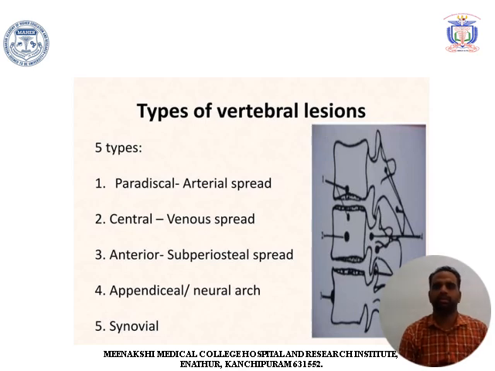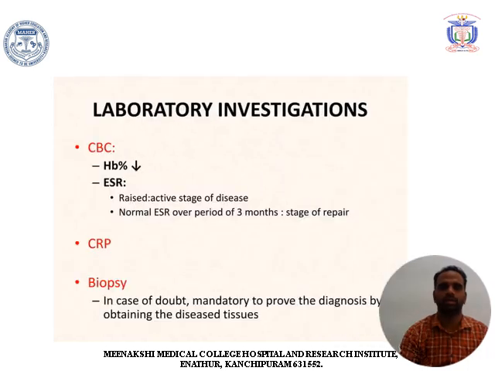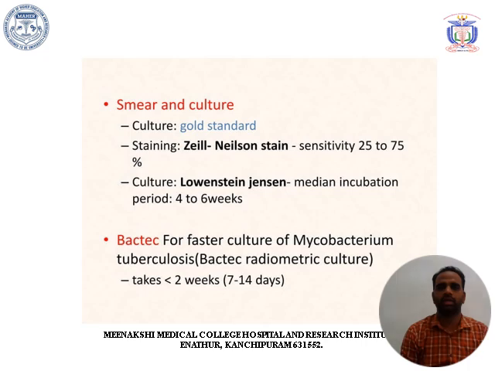Types of vertebral lesion: 5 types. Usually the adjacent vertebra is involved, paradiscal, by arterial spread, central, which is usually by venous spread, anterior, by subperiosteal spread, and appendiceal or neural arch, followed by synovial. Investigations include a routine complete hemogram with ESR and CRP which are raised, and biopsy in case of doubt. Smear and culture is the gold standard, that is usually we will do Ziehl-Neelsen stain as well as culture, which includes LJ, Lowenstein-Jensen culture medium, and BACTEC for faster culture of Mycobacterium tuberculosis.